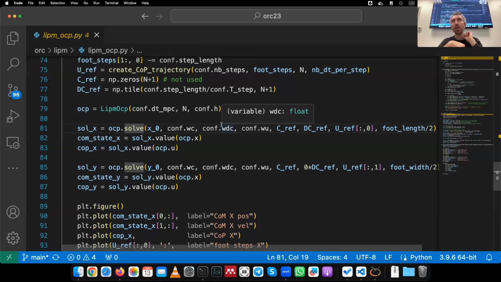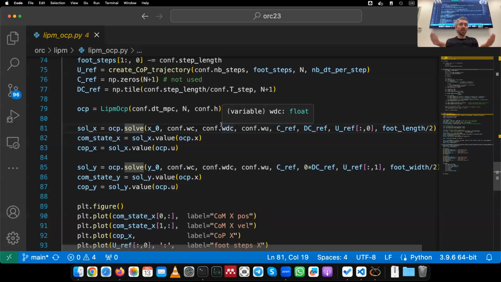So this is not how I showed you the problem in the slides. So in the slides, everything was coupled, X and Y. But in practice now, since we are moving in a straight line, the footsteps are rectangular and we never turn them. Basically, the X direction and the Y direction are completely decoupled.